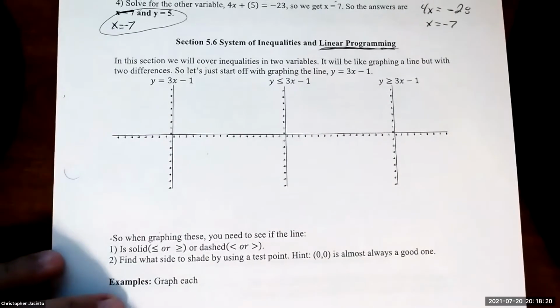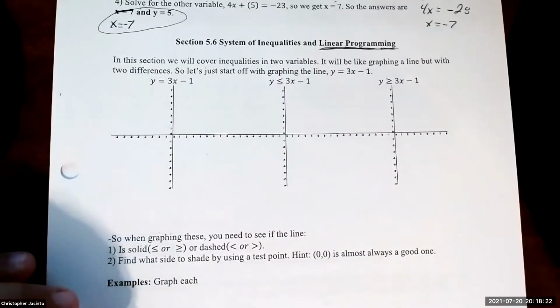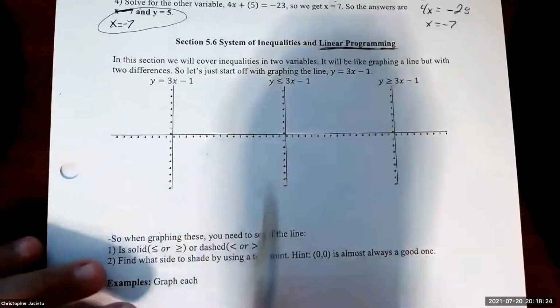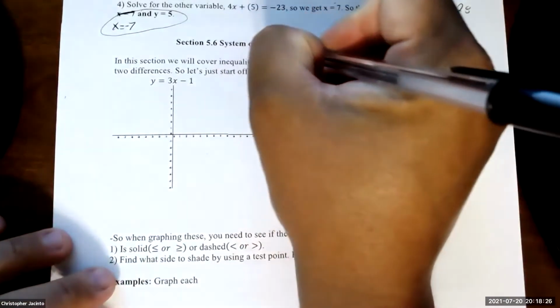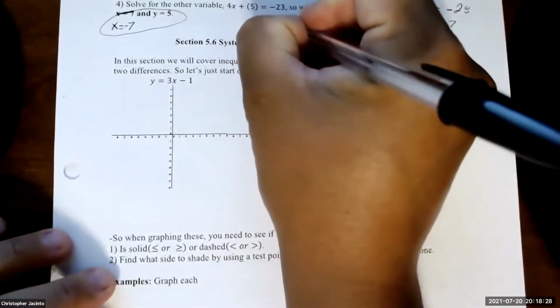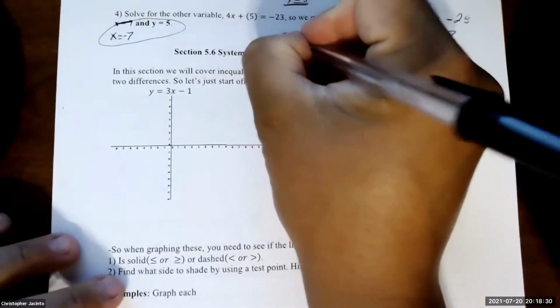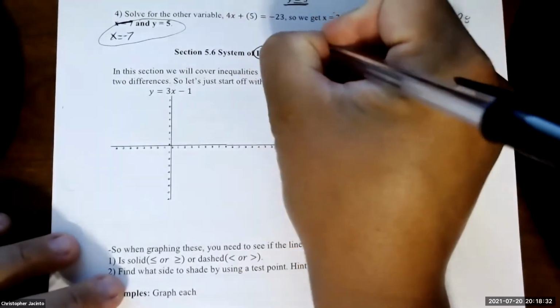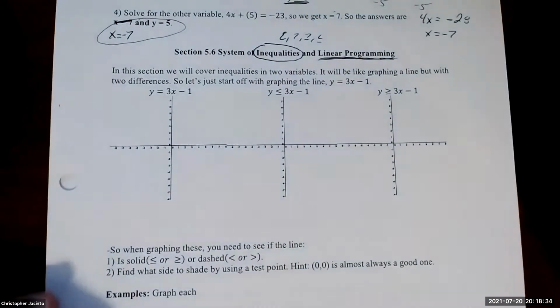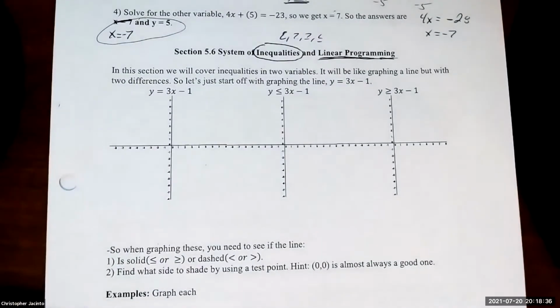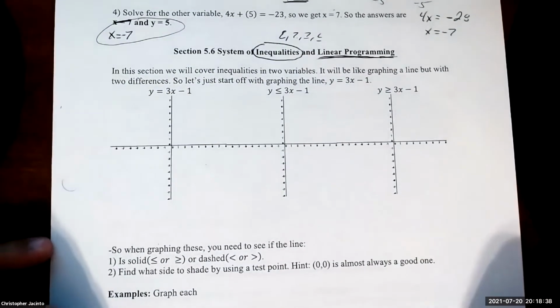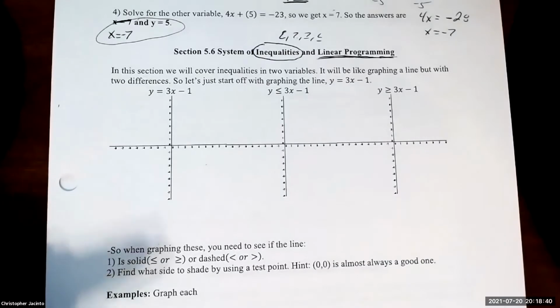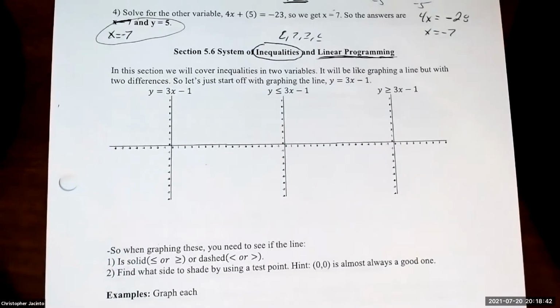Okay. So before we get too much into this section, the main concept is we're going to talk about inequalities. If you guys remember what inequalities mean, right? It's the less than, greater than, and less than or equal to ones, right? So those four types of inequalities. Now what we're going to do is graph using those types of inequalities.